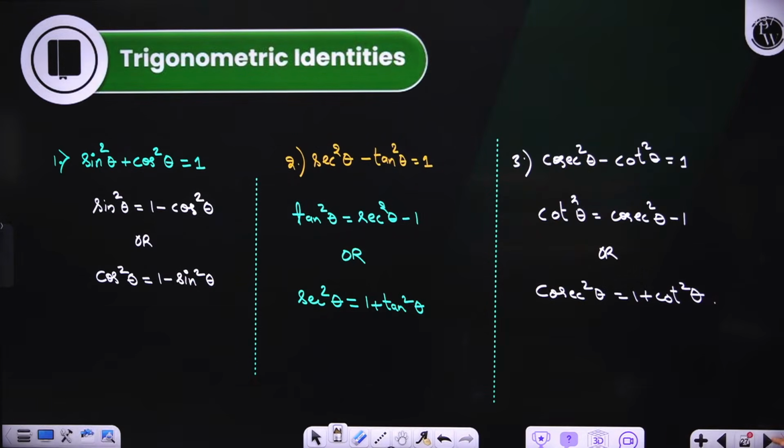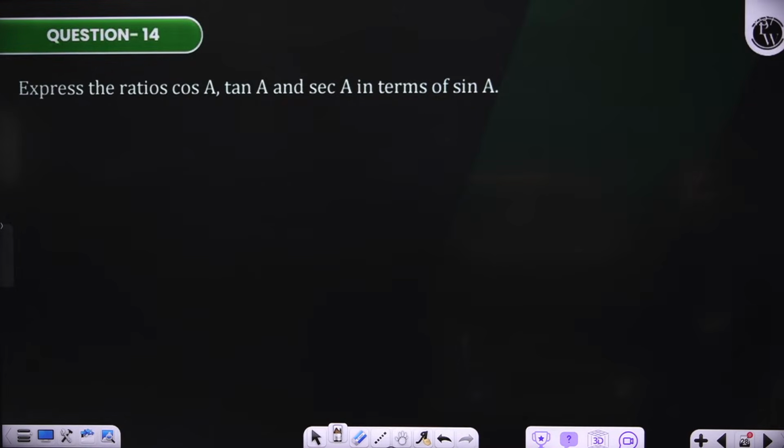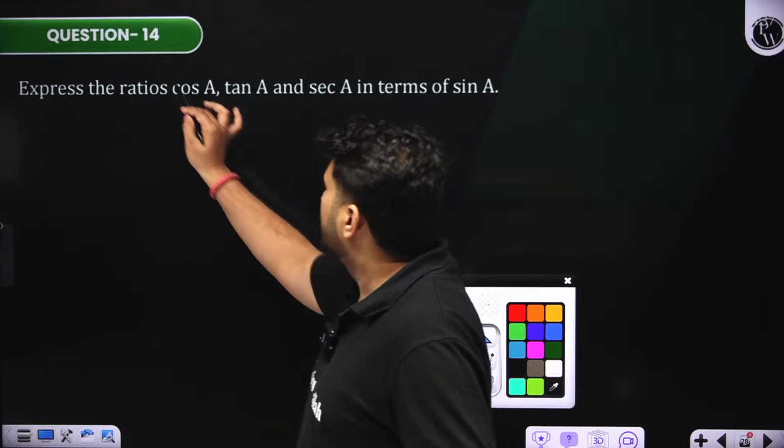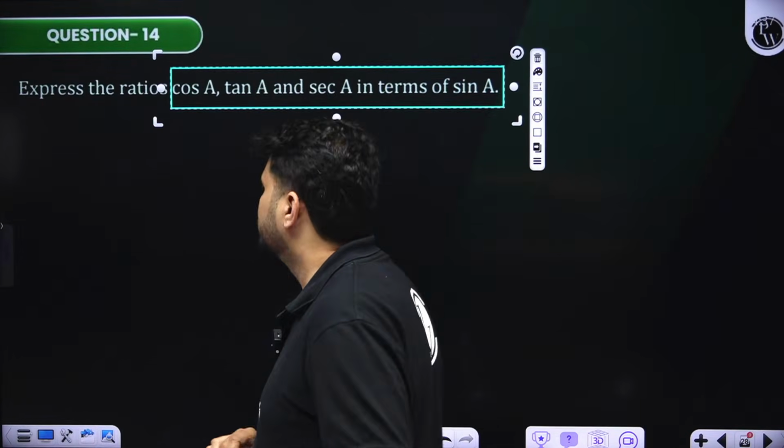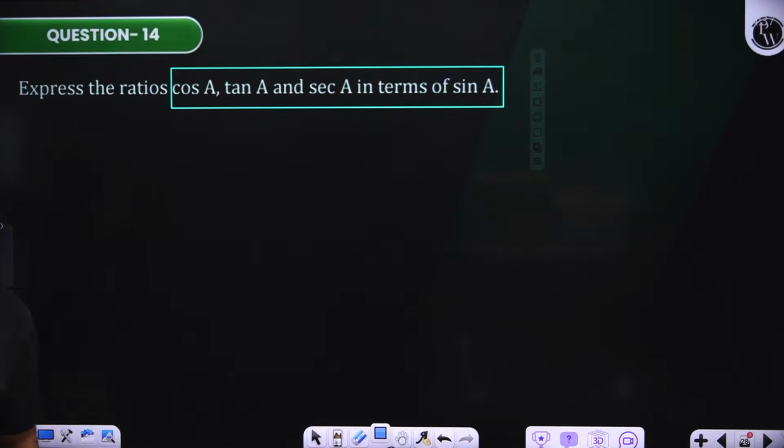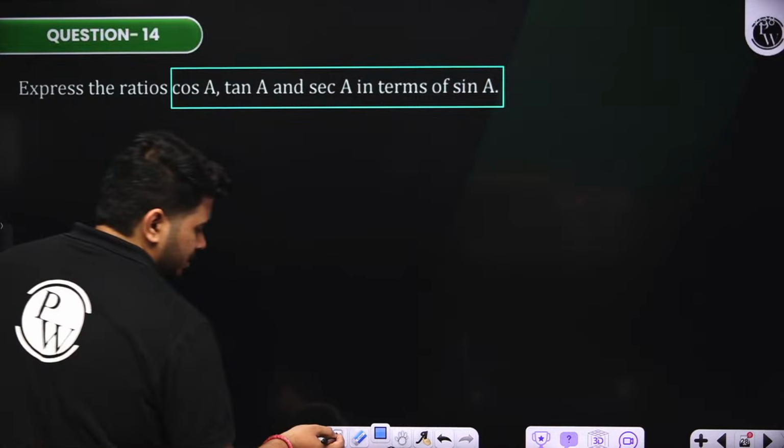Now use these identities to solve problems. Express cos A, tan A and secant A in terms of sin A. Each problem, I'll give you time. Do it, students. Easy problem. Done? Isn't it an easy problem?